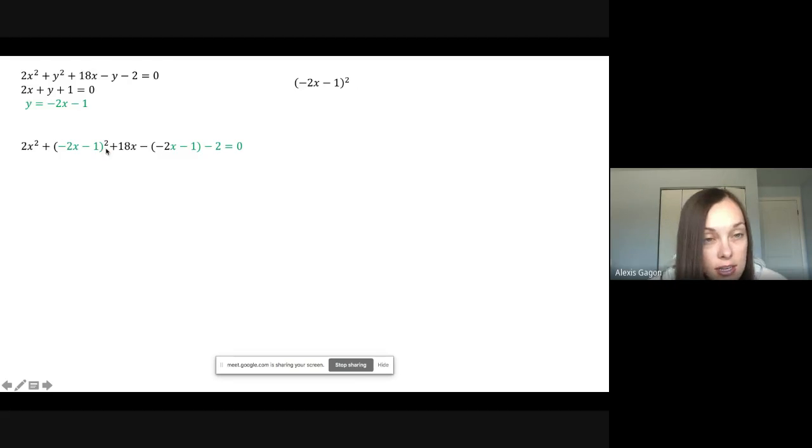So the first thing, I would square this part. Always square first. If you remember back to order of operations, parentheses, then exponents. So always square first. So that's going to be negative 2x minus 1, negative 2x minus 1. Distribute this. So negative 2x times negative 2x is 4x squared.